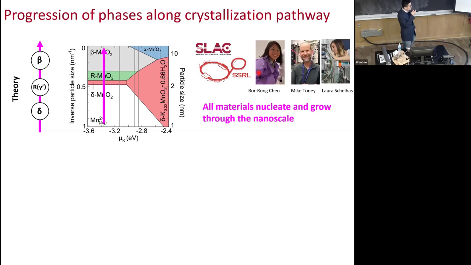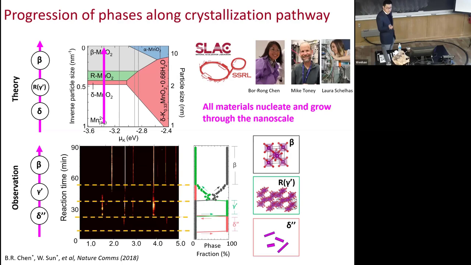So all materials nucleate and grow through the nanoscale. And you can see here that the predicted phase progression is some delta phase, a ramsdellite phase, and some beta phase. And when they do the in-situ synchrotron experiment, those are exactly the phases that they see. They see disordered forms of it, but basically the main polytypes that they observe are indeed the ones that we predict using our phase diagram. Okay, so I'm starting to show you that these metastable transformations, these non-equilibrium crystallization pathways that we see in experiment can actually be captured and rationalized if we make phase diagrams along other axes.